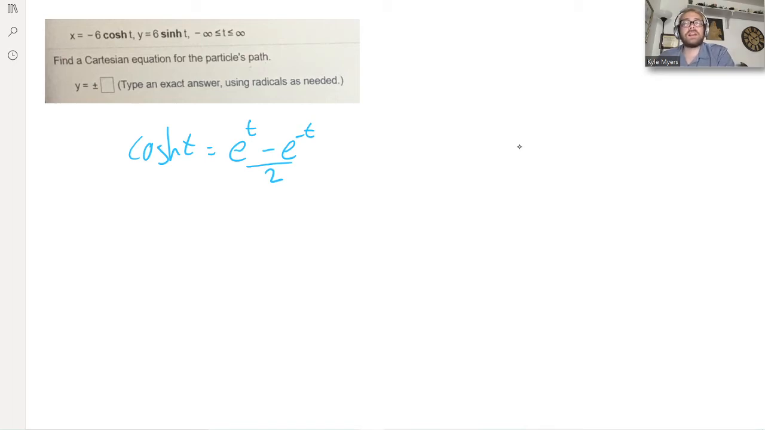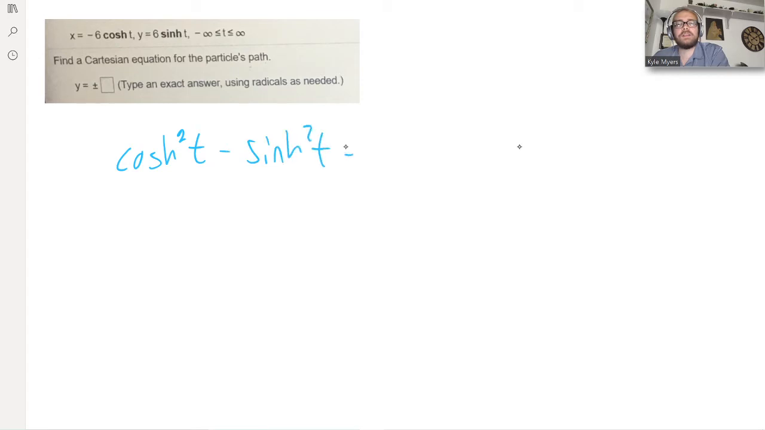But usually when you're trying to get cosine and sine hyperbolics to go together, you want to use this little identity. It's one of the Pythagorean identities for hyperbolics: cosh squared t minus sinh squared t is equal to 1. Kind of like the original, cosine squared t plus sine squared t equals 1. So what we need to do is make it look like that. If we can make it look like cosine hyperbolic and sine hyperbolic, then we're good to go.